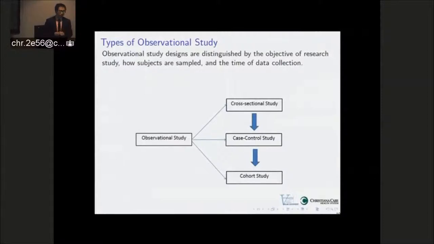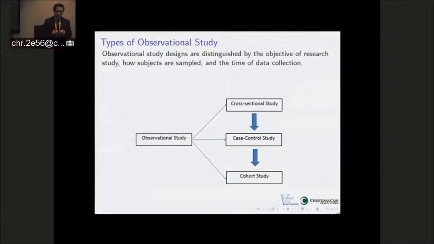The observational study design can be distinguished by the objective of your research study, how the subjects are sampled, and the time of data collection. I also drew a simple plot here to show that observational study classically includes cross-sectional study, case control study, and cohort study. Cross-sectional study is the simplest one, so it requires the lowest resources, and it's easy to do.